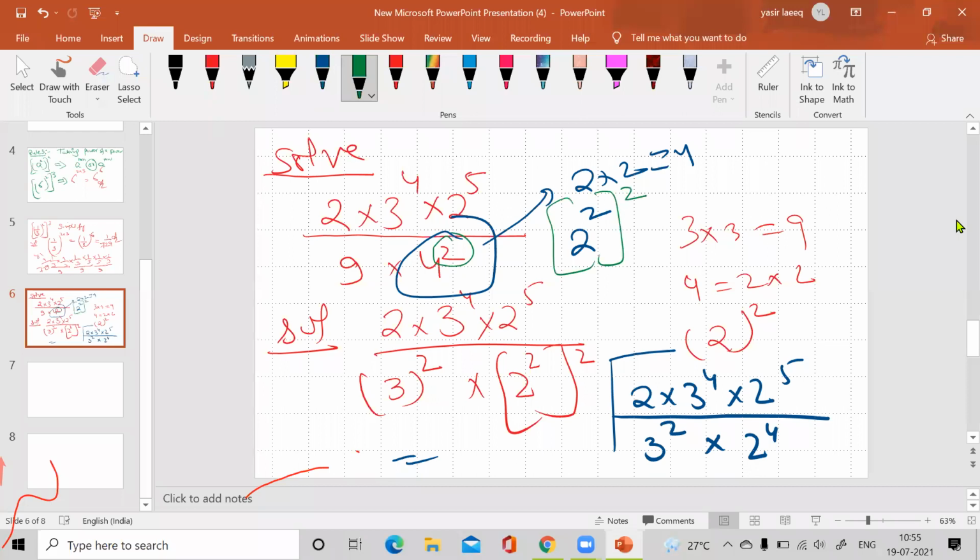Is it clear? Yes, sir. Okay, now as per rule, we can write this thing as 2 raised to the power 4. Okay, is it clear? Now, what we do, we just simplify it. And there is also a rule, you can see it on page number 142. There is a rule also.